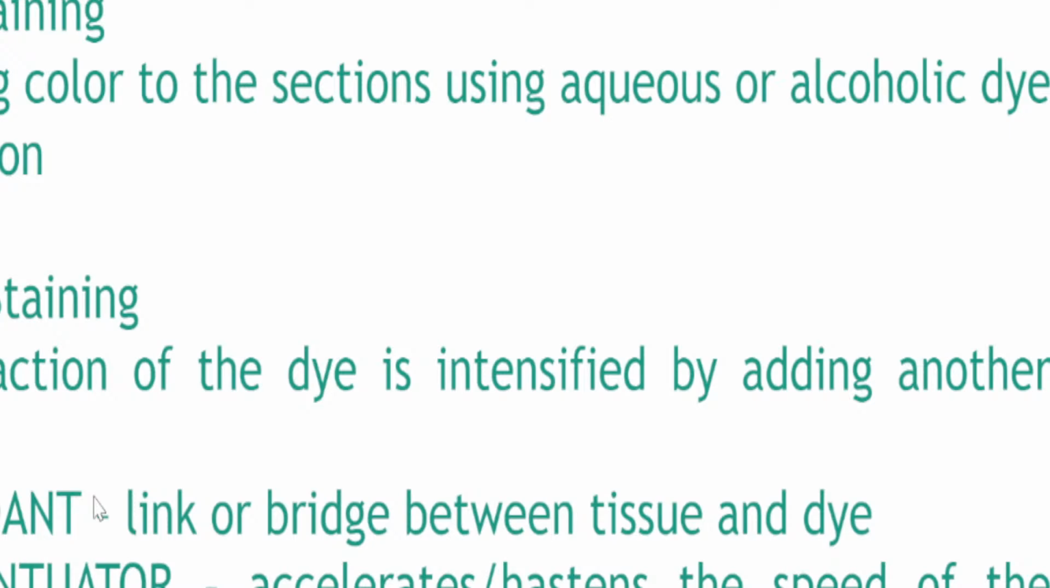So, direct staining: you add the color, usually an aqueous or alcoholic dye, and that's it. You see the cellular pattern, the nucleus and the cytoplasm outlined there. In an indirect stain, the dye is intensified by adding an agent. There are two things you need to remember when adding another agent in indirect staining: there is a mordant and there is an accentuator.